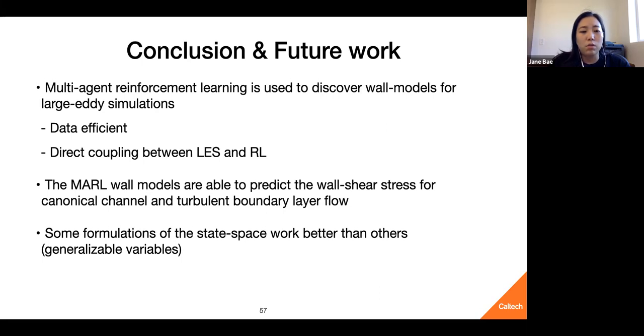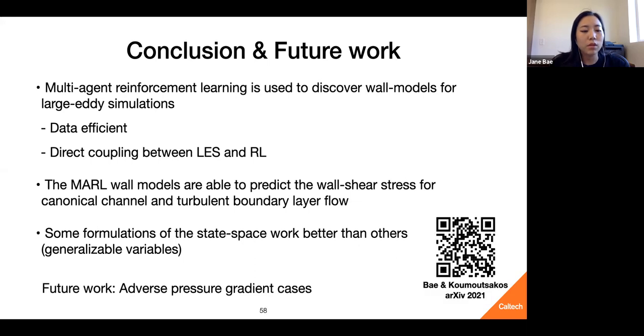So it would be good to understand what are the more generalizable states compared to others. That's something that we still have to look at. For future work, we would be learning on adverse pressure gradient cases. Right now we've only looked at the flat plate case, where, compared to the current wall models, which were exactly fit to predict those cases, they don't do as well. But we assume that if we move on to adverse pressure gradient cases, we would be able to do much better than the current wall models.